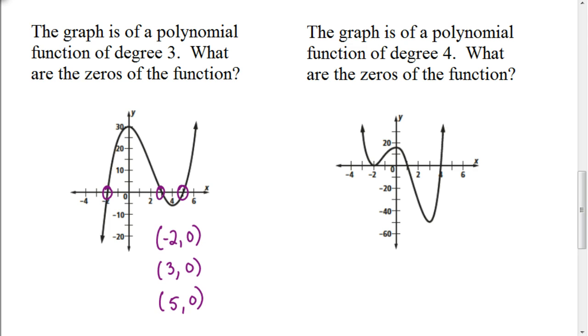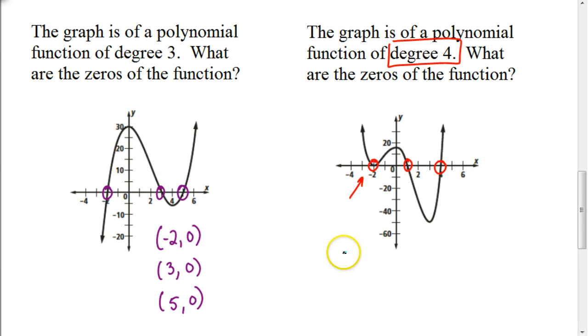With this next example, it says the graph is of a polynomial function of degree 4. What are the zeros of the function? Notice that we only have 3 x-intercepts, yet it's degree 4, which means we have a total of 4 roots. The one at -2 we call a double root, because the line does not go through that point. It touches that point, then goes back up again. So we can describe that as a double root.